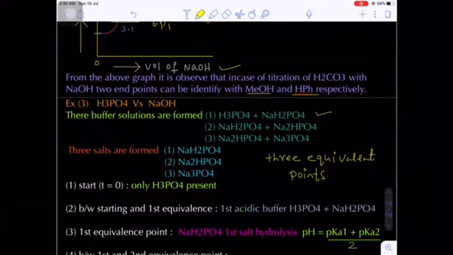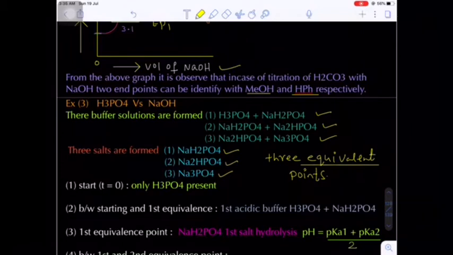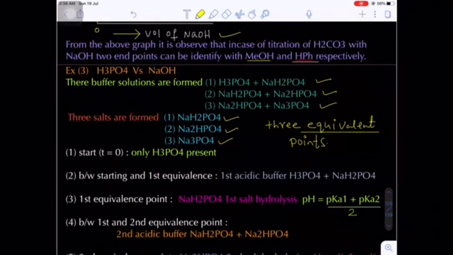Okay. Now here one more question is there: phosphoric acid and sodium hydroxide. Do you know phosphoric acid is a tribasic acid, triprotic acid? So that means it will form three buffer solutions, that is H3PO4 plus NaH2PO4. Number 2, NaH2PO4 plus Na2HPO4. Number 3, Na2HPO4 plus Na3PO4. And also three salts will be formed, that is sodium dihydrogen phosphate, disodium hydrogen phosphate, and sodium phosphate. So there are three equivalent points.